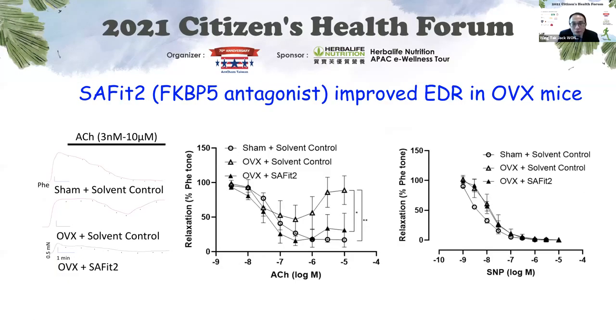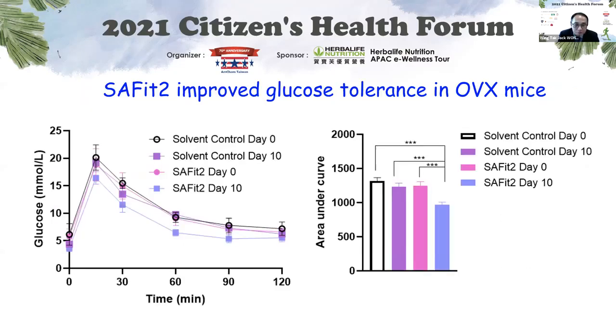To elucidate the role of FKBP5 in vascular function, particularly in the aorta, we treated the OVX mice with SAFit2, an antagonist of FKBP5. We observed that the impaired acetylcholine-induced endothelium-dependent relaxations in the OVX mice were rescued by the SAFit2 treatment, an effect similar to the isoflavone treatment. Similarly, we found that SAFit2, the FKBP5 antagonist, also helped improve glucose tolerance in OVX mice.